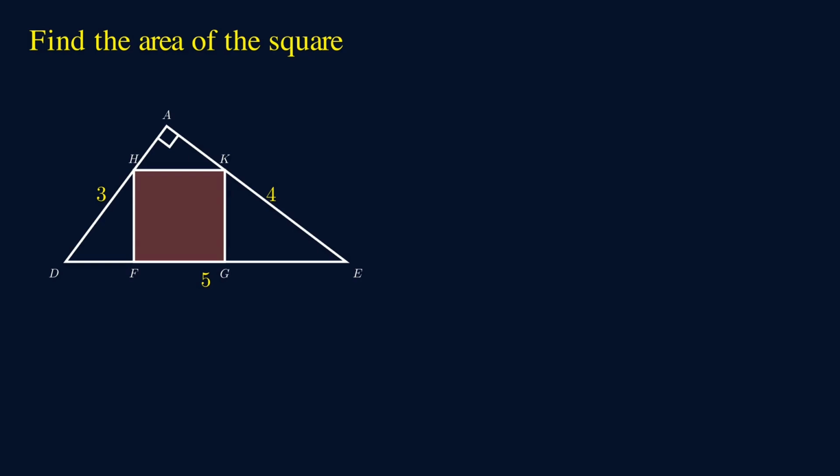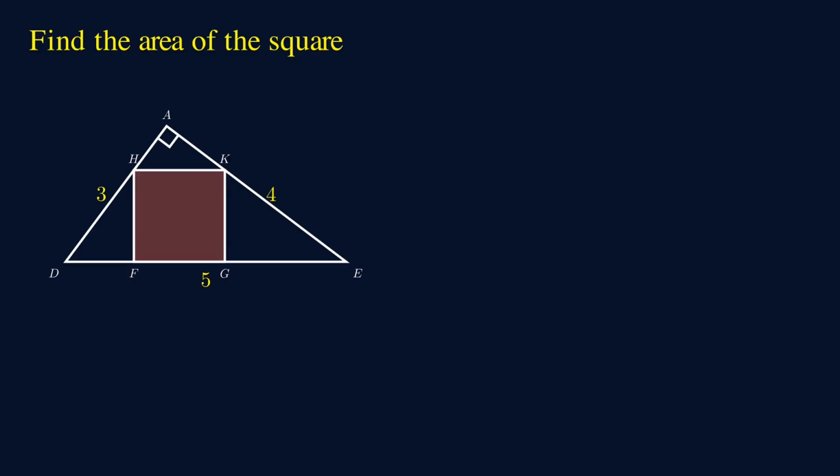We'll start by labeling the triangle carefully. Point A is the right angle. The segment from A to D has length 3. The segment from A to E has length 4, and because of that, the hypotenuse from D to E has length 5. At this point, everything hinges on similarity.